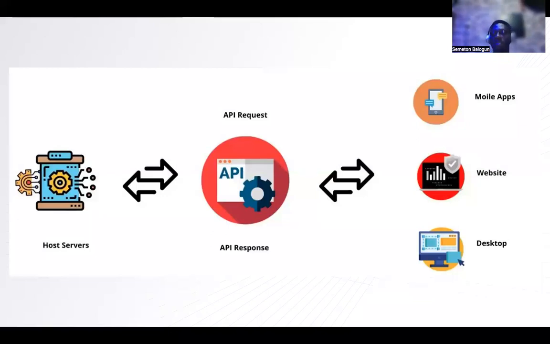So you have various clients: mobile apps, websites, desktop. Then you have the host servers on the other end. Then in the middle, the intermediary, you have the API. So the API is where you make a request through it, and then it returns a response back to the client.